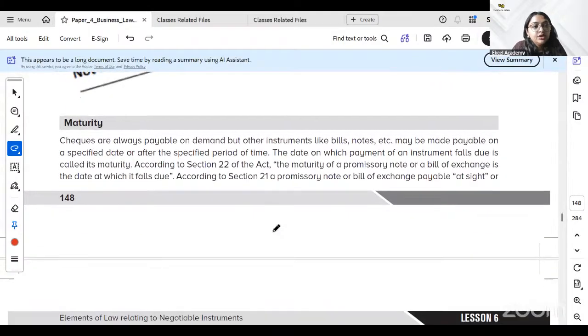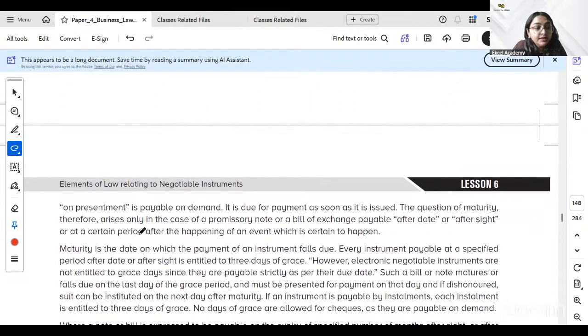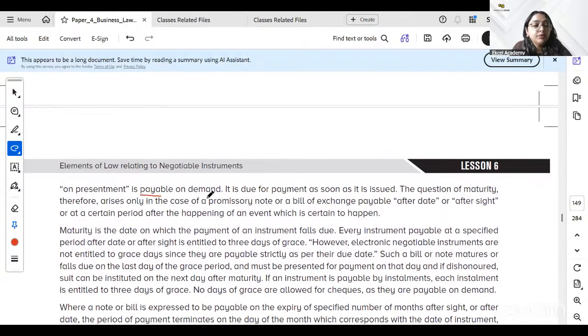Now we will speak about maturity. When is a check or an instrument said to be mature? When the term has ended, either a specified date or a specified period of time. The date on which an instrument falls due is called its maturity. According to section 2, maturity of the promissory note or bill of exchange is the date on which it falls due. According to section 1, a promissory note or a bill of exchange payable at sight or on presentment is payable on demand. It is due for payment as soon as it is issued.